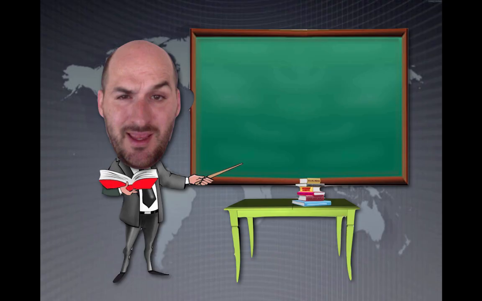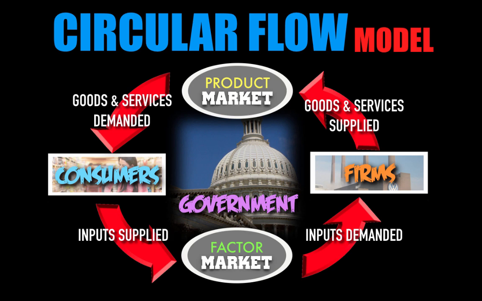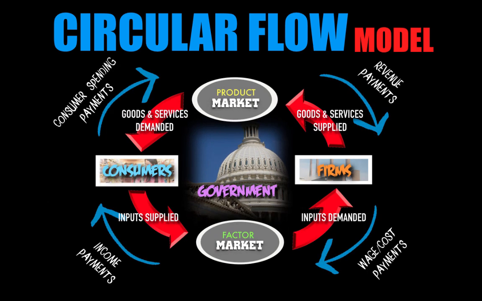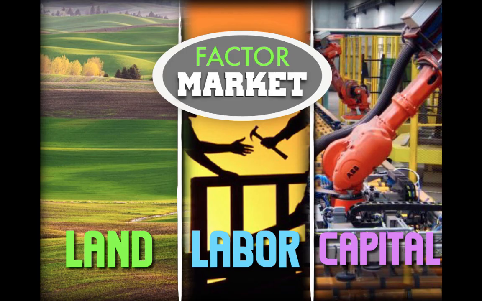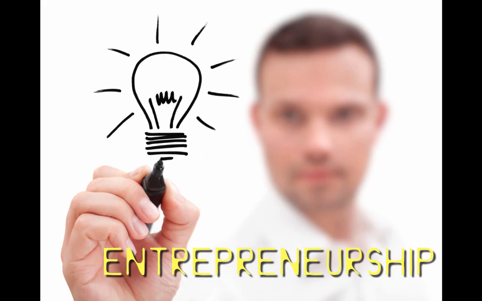Okay, it's time for a quick review of today's major points. The circular flow model shows each of the economic participants and the markets that they interact in. It also includes the payments that are needed in order to make these interactions happen. In the factor market, 3 different types of inputs are purchased: land, labor, and capital. Capital includes physical capital, human capital, and financial capital. Each of these resources is put together through entrepreneurship.